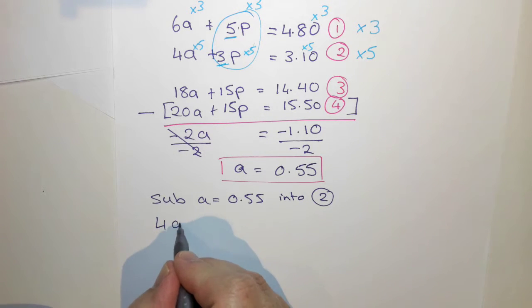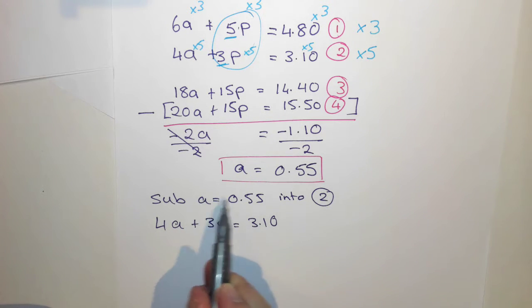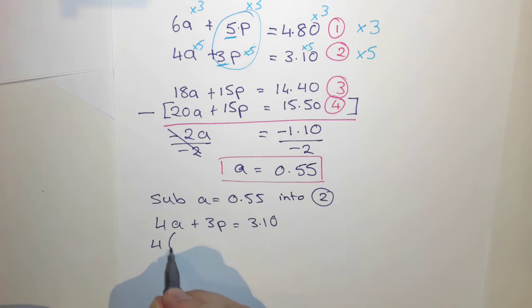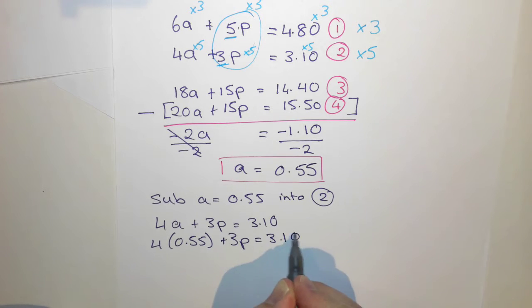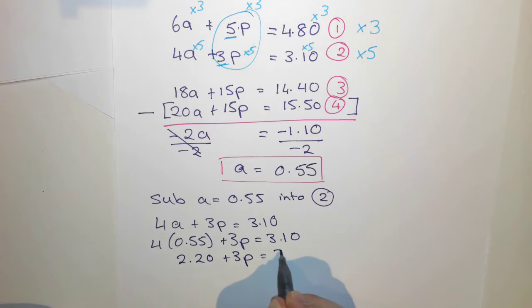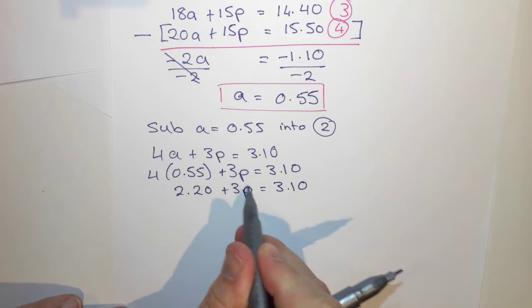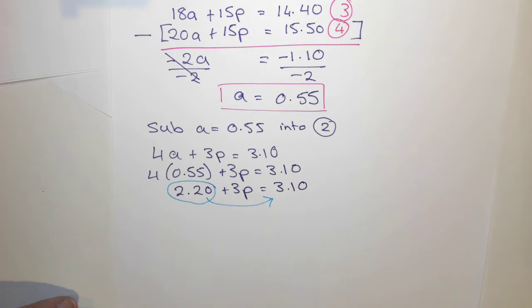So I'm going to get 4A plus 3P equals $3.10. And I'm going to replace that A with 0.55. So it's going to be 4 times 0.55 plus 3P equals $3.10. So 4 times 55 cents is going to give me $2.20 plus 3P equals $3.10. Now I need to think, what piece do I do next? So I look at that and I think, right, I've got that 3P stays together until I've got rid of this number by itself. So I'm going to move that number across first.